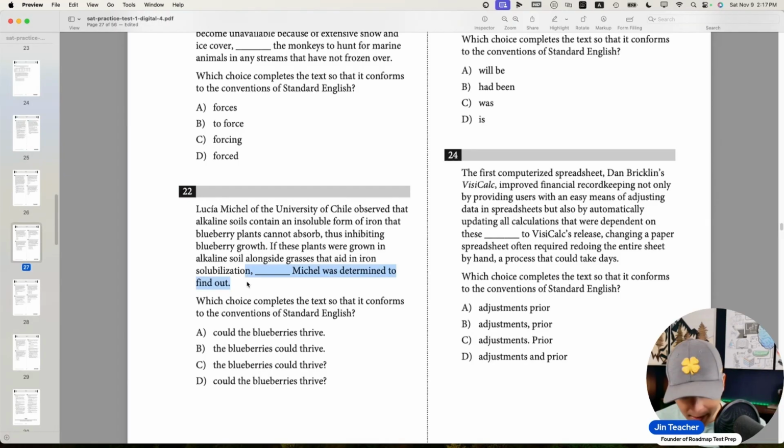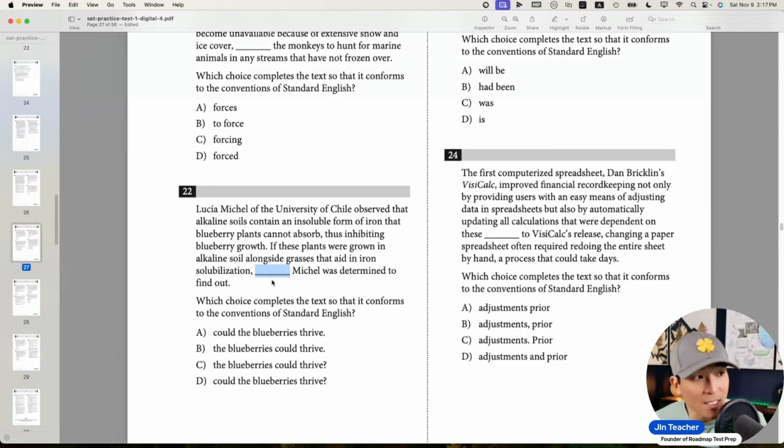Michelle was determined to find out. Okay, so what I notice here is this sentence is going to be really important. Michelle was determined to find out. Well, he was determined to find what out? Right? He was determined to find the answer out. The answer to what? The answers to this previous question. And so I know that in this case, this underlined blank has to be presented as a direct question.